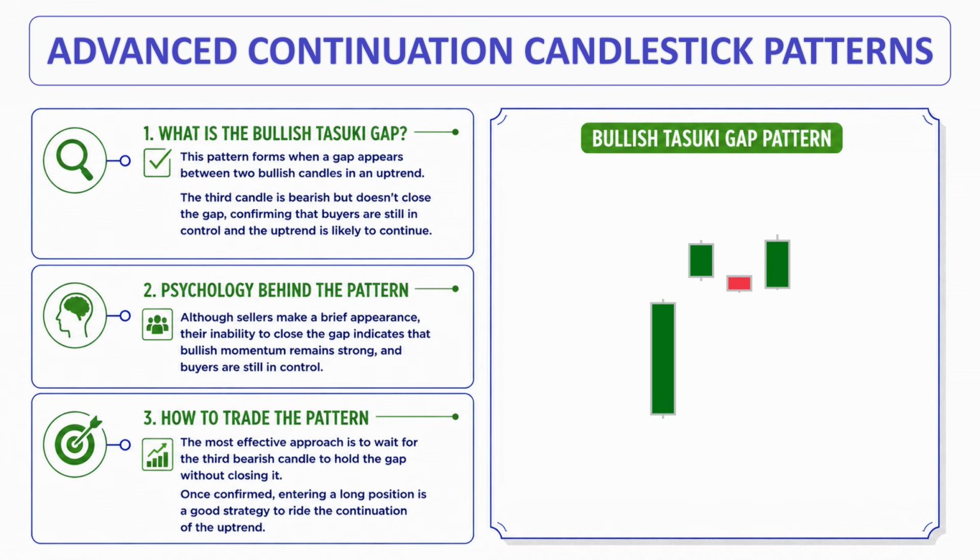The psychology behind this pattern is that although sellers appear briefly, their inability to close the gap shows that bullish momentum remains strong. To trade this pattern, wait for the third bearish candle to hold the gap without closing it. Once confirmed, entering a long position may be a reasonable strategy to follow the continuation of the uptrend.